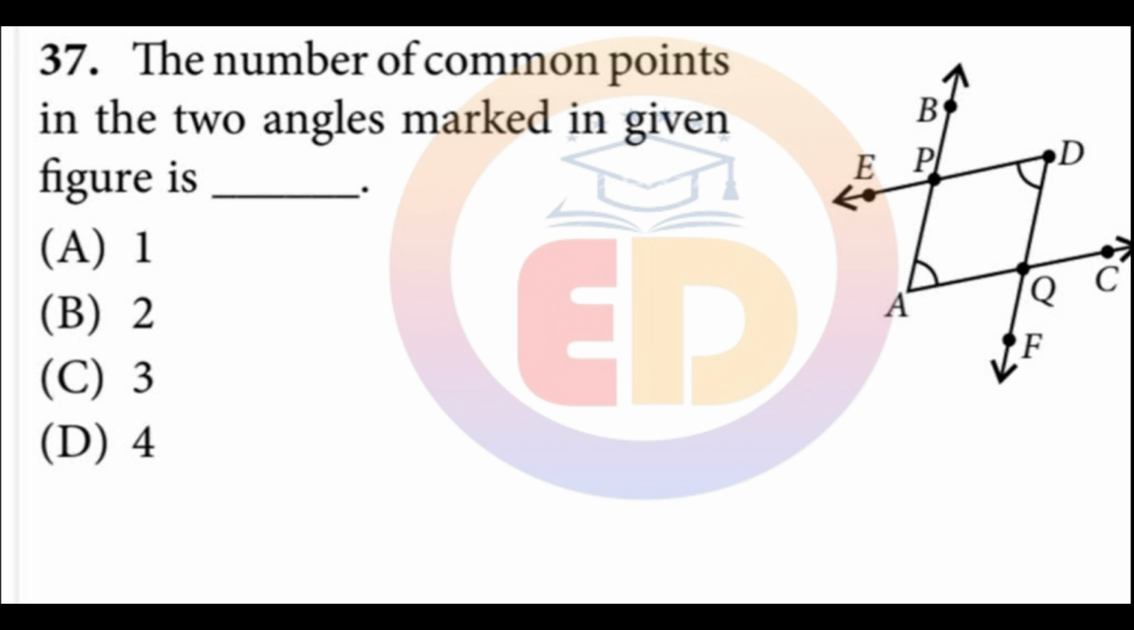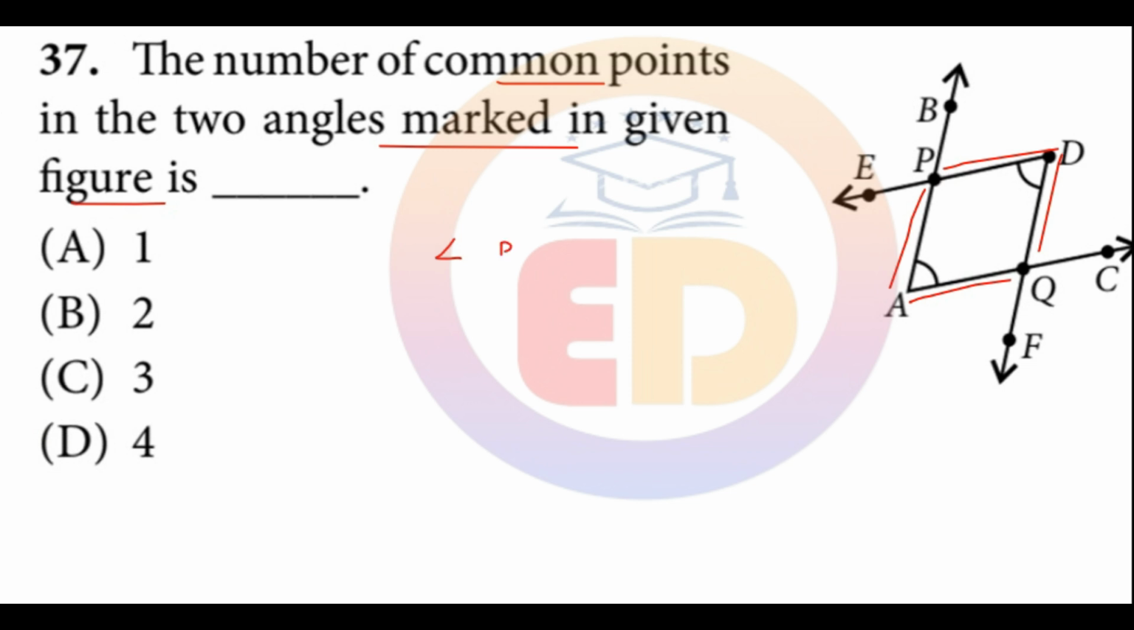The question says the number of common points in the two angles marked in the given figure. The two angles marked are angle PAQ and angle PDQ. Now here you see in these two angles the common points are P and Q. So the two common points are P and Q. Answer is option number B.